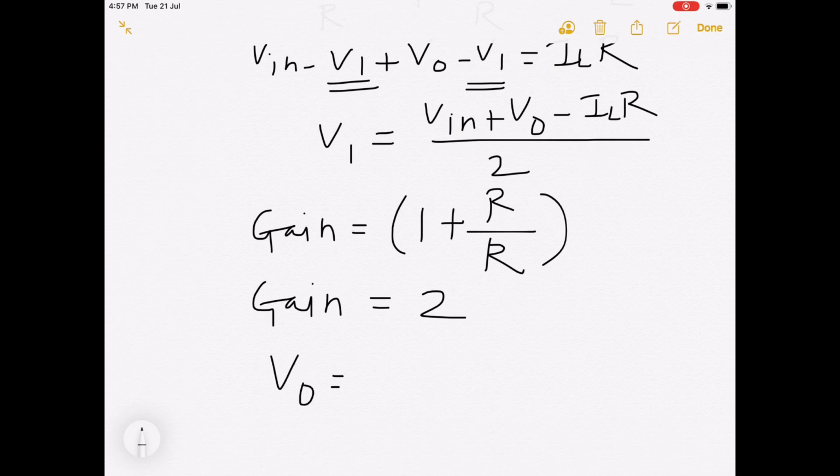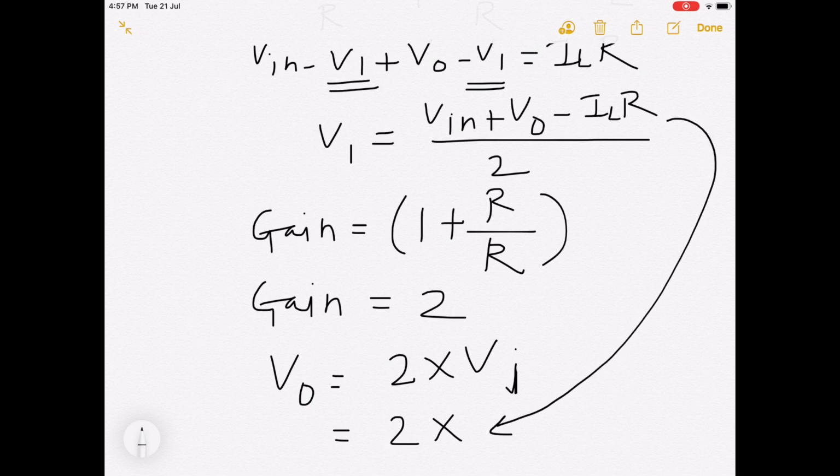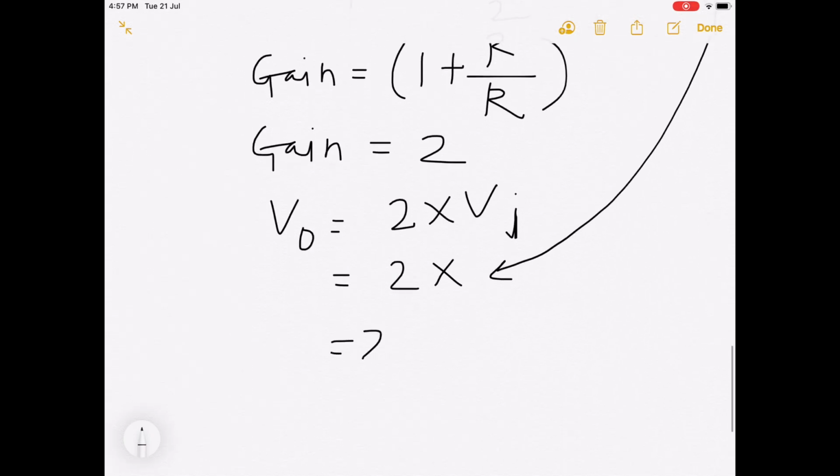Now, what is output voltage? VO is equal to gain into input voltage. This happens in non-inverting amplifier. Now, you have the value of V1. Now, put this V1 here. Okay. So, what will be that? 2 into V1 is what? V in plus VO minus ILR divided by 2.